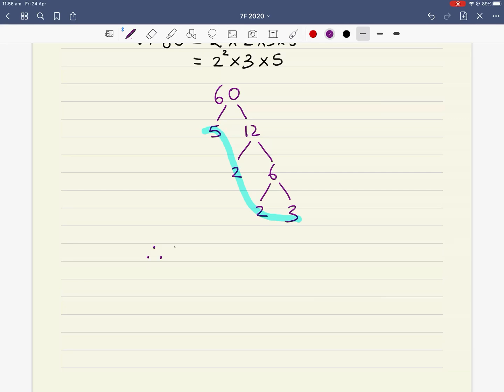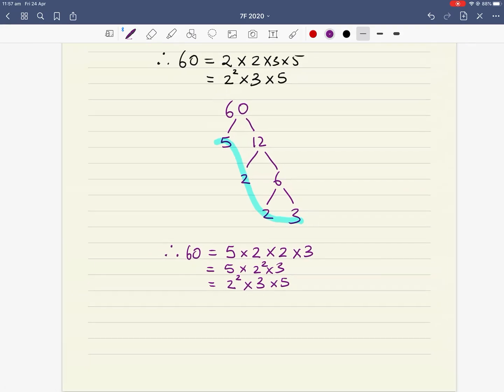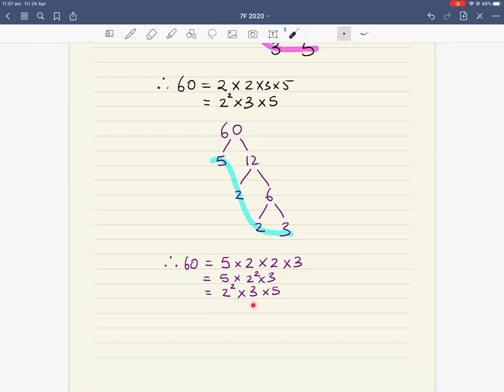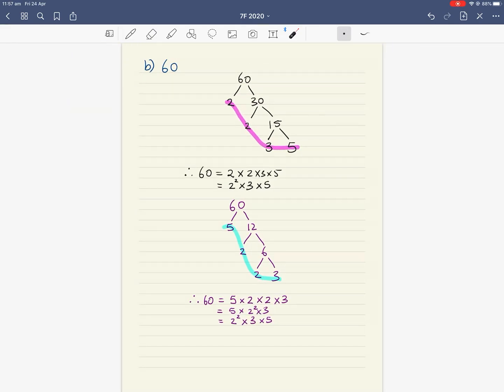So then you can say, therefore, 60, because that's our starting number, is equal to 5 times 2 times 2 times 3. Well, 2 times 2 was 2 squared, times 3. And as I was saying, to make it nice and pretty, rewrite the bases in ascending order. So 2 squared times 3 times 5. And hey, look, your answer in prime factor form for 60 is still the same, 2 squared times 3 times 5. So it really doesn't matter how you split your factors in your factor tree branching.